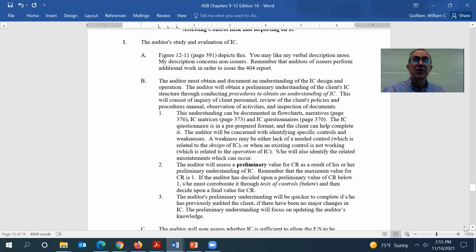And the auditor is also going to identify related misstatements which can occur. So, for example, if we find that in day-to-day operations, employees are sloppy about approving credit for credit sales, one misstatement we will expect will be uncollectible accounts receivable, which may not be written off.